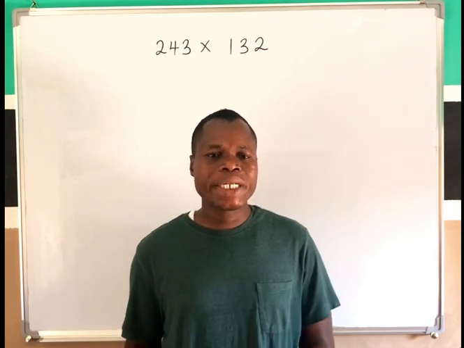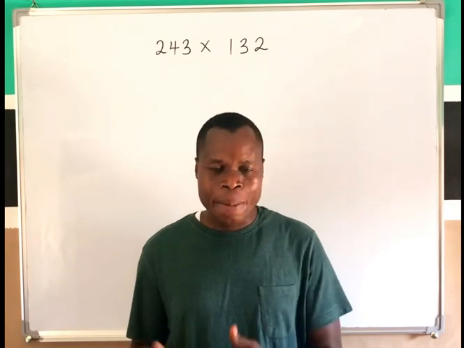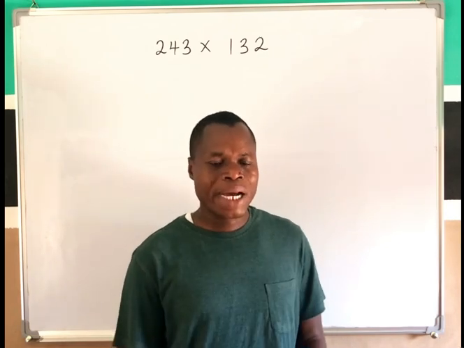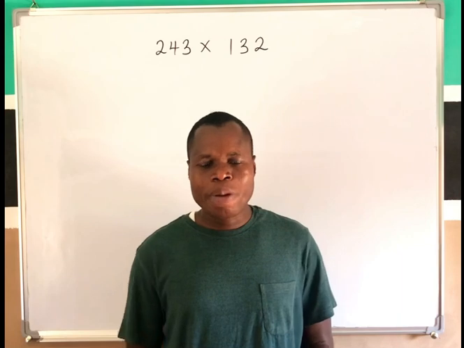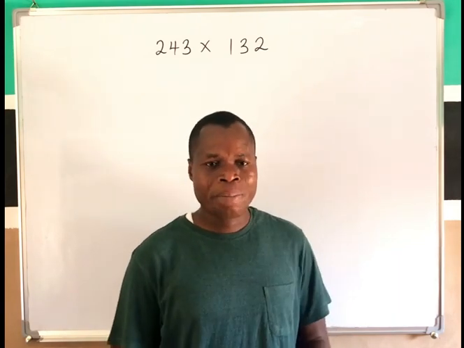And I was using a two-digit number multiplying by another two-digit number. I also use a two-digit number multiplied by a single-digit number. I use a single-digit number multiplied by another single-digit number. But some people were asking, what if you have a three-digit number multiplied by another three-digit number or any other number?